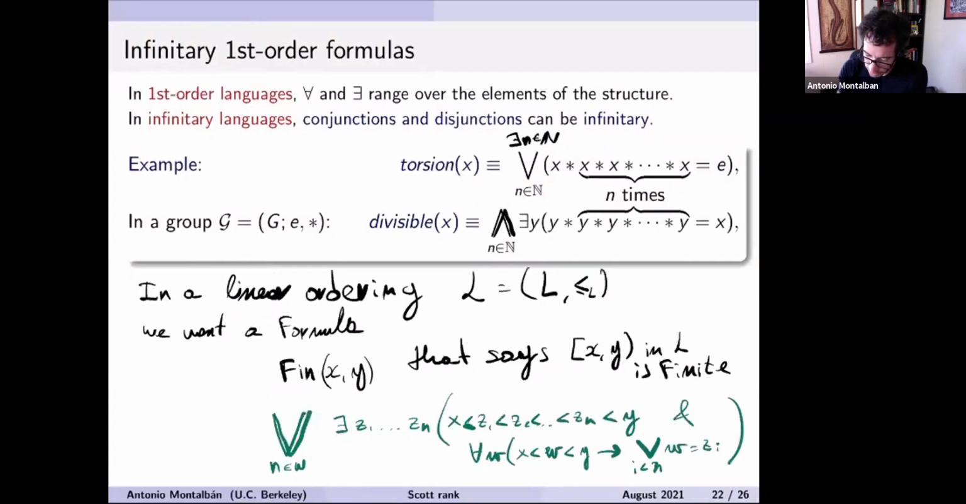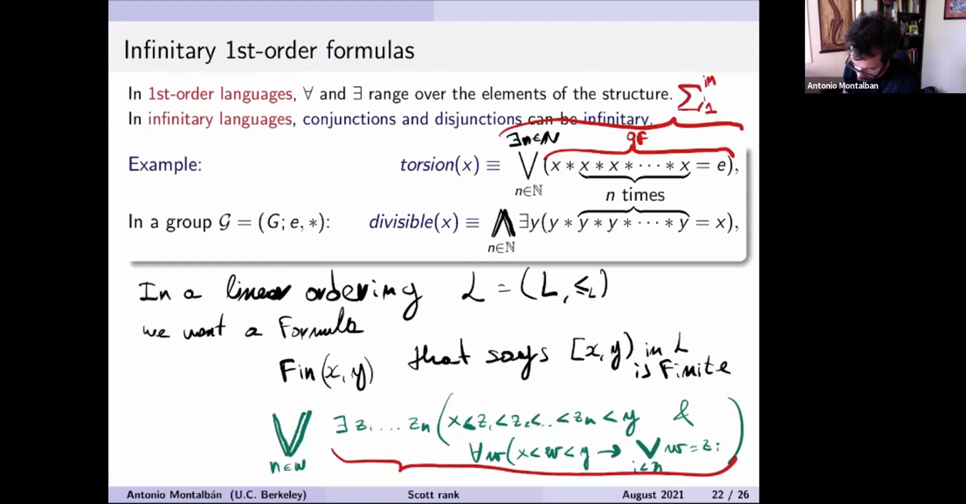So what are these formulas up here? This first one has an infinitary disjunction, and what is inside is quantifier free. So let's write it down. This part up here is quantifier free. So the whole thing is sigma 1 infinitary. The same is true here.